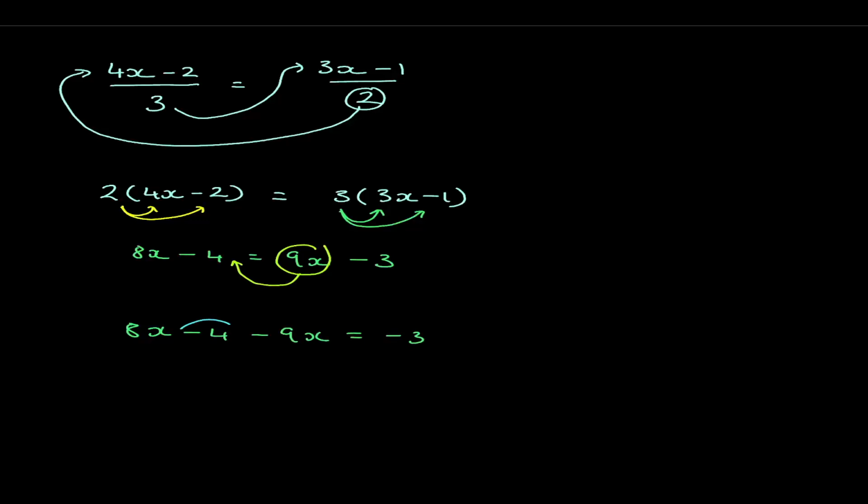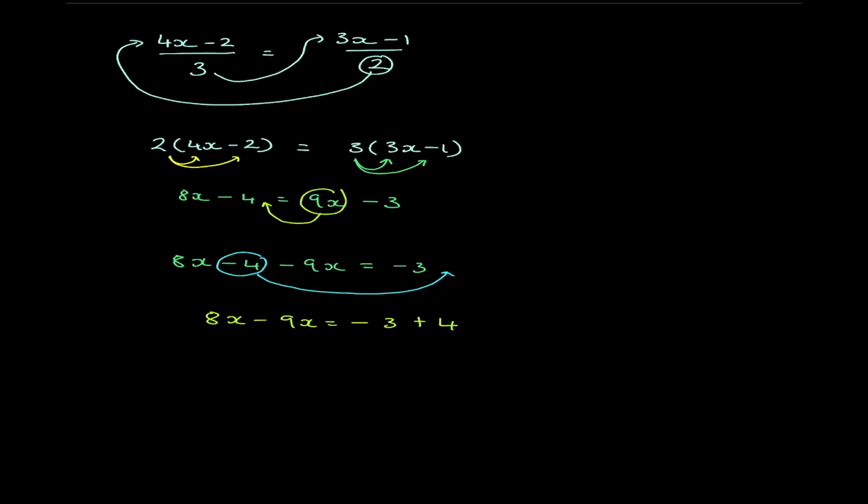And this neg 4, we're going to bring to this side. So we have 8x take 9x equals minus 3 plus 4. Because it's negative on the left, so when you bring it to the right, it becomes positive. Okay, now we could solve this. So 8x take 9x is negative 1x, which we just write as neg 1. Neg 3 plus 4 is 1.